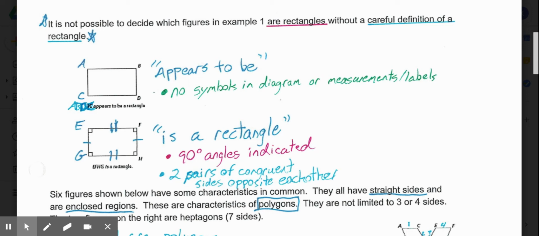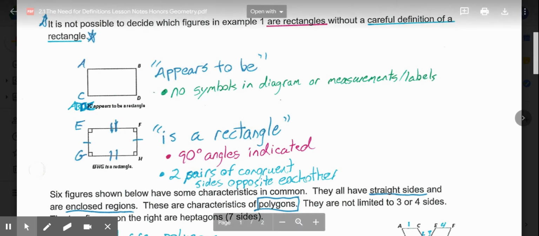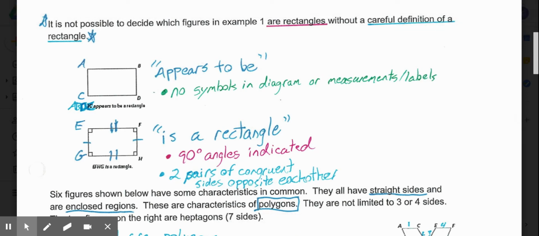So the idea of a definition, if it is in a visual form, which we get quite often in geometry, is that in order to say something is definitely something else, we need to make sure that it qualifies for all parts of the definition.